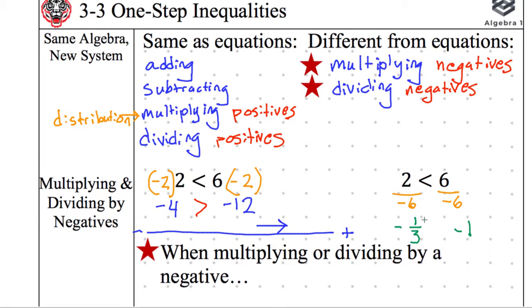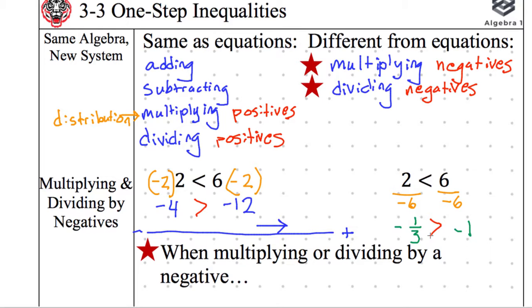Which one of these is bigger? Same three people. Sergio. Negative 1/3. -1/3, yeah. So that means this one is bigger. It is greater than. -1/3 is greater than -1.